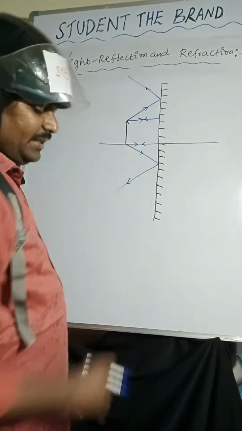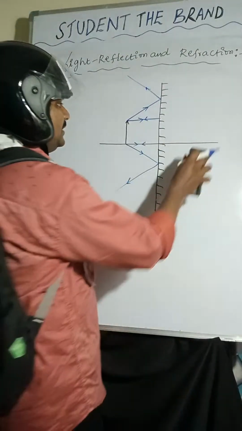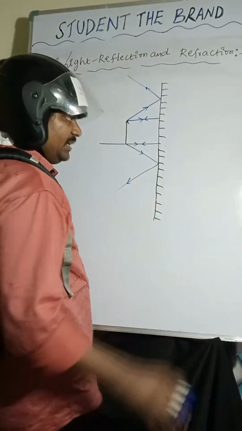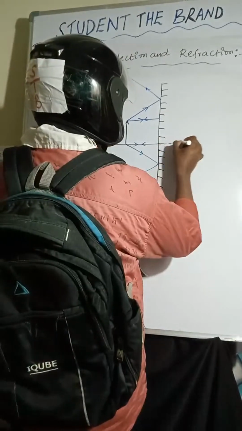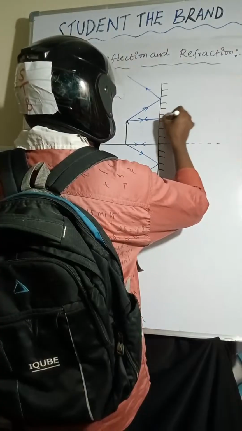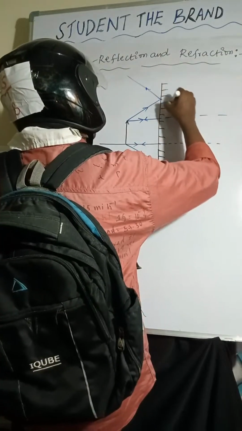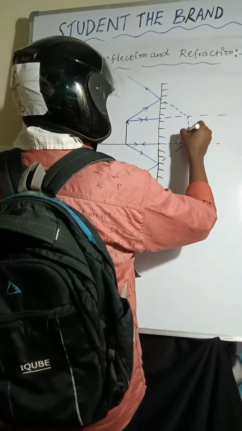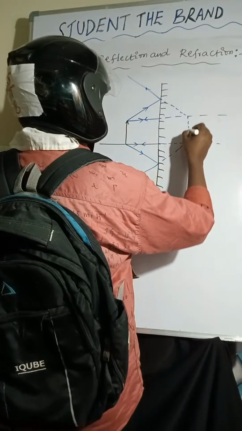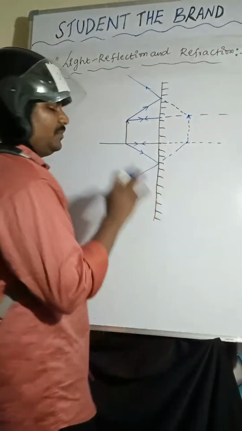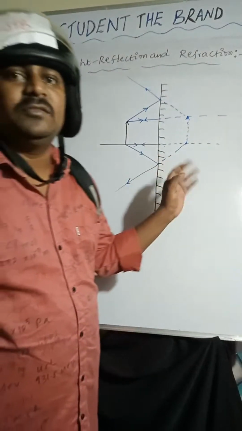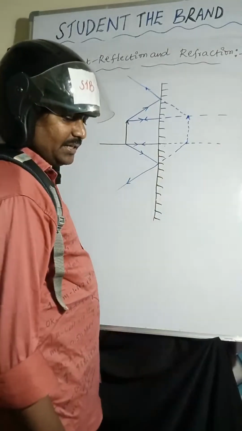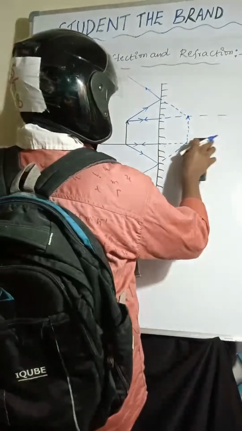If you extend these light rays here and here, the image will form here. What type of image will form? Virtual image. Here, real object. So real object and virtual image.